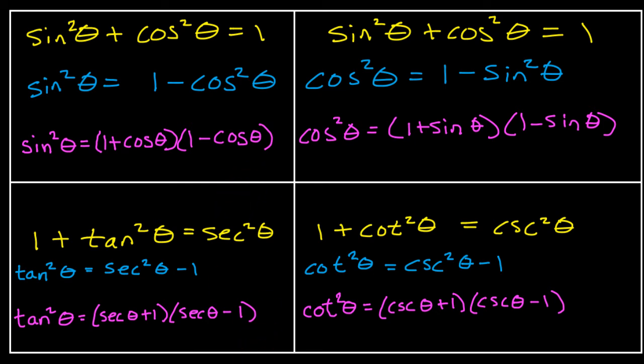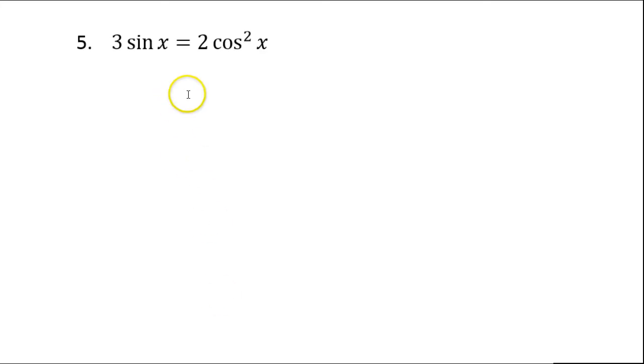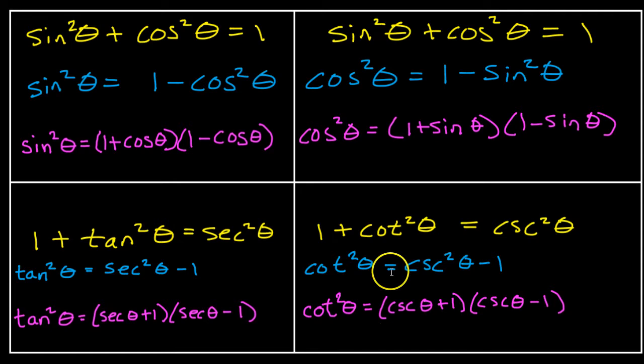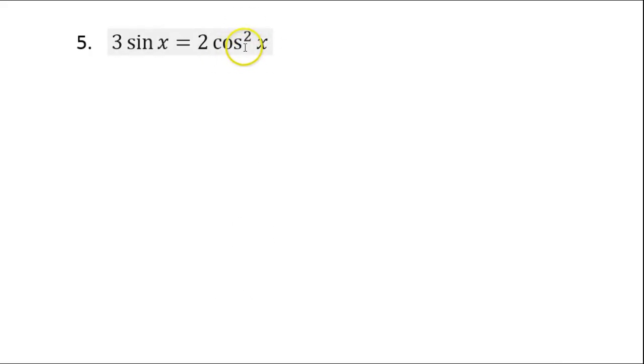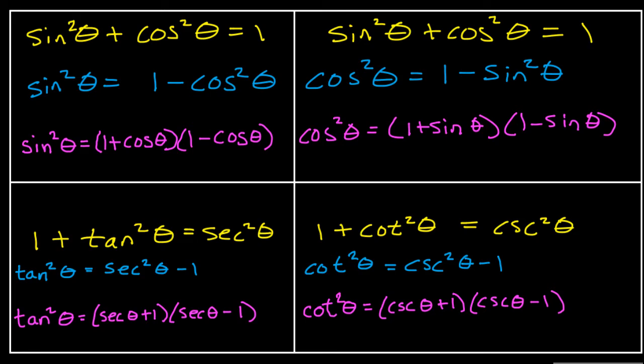So anyway, looking at this problem, and looking at my identities, notice that all of these identities involve something squared. So these two up here involve sine squared and cosine squared. And so I'm looking at this cosine squared, and I'm thinking, where's that? Well, see this blue right here? Cosine squared is equal to 1 minus sine squared. So let's do that substitution.